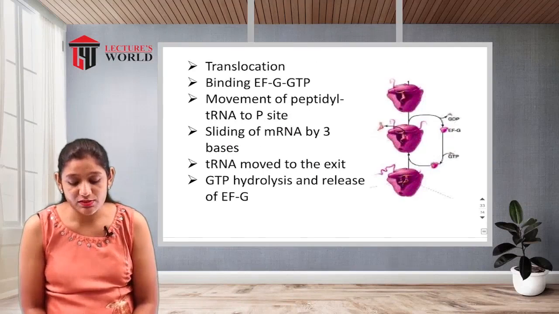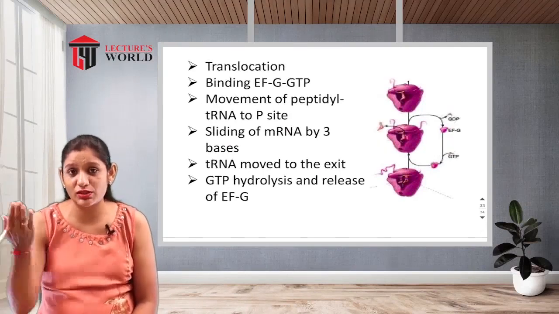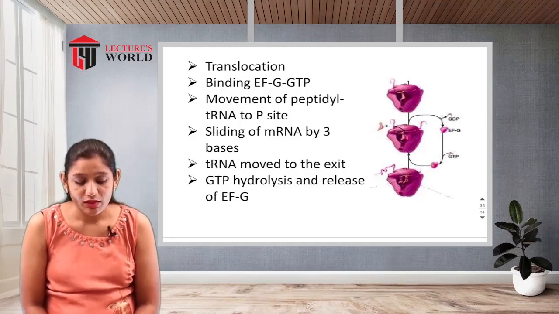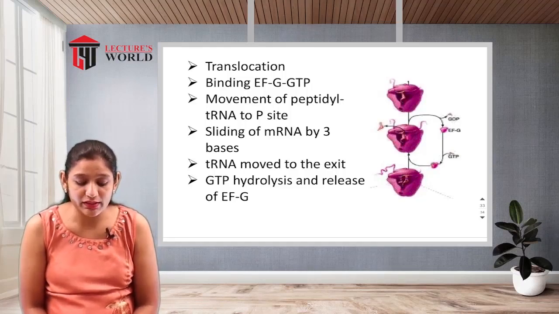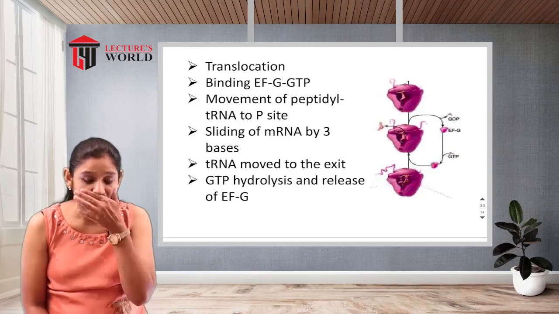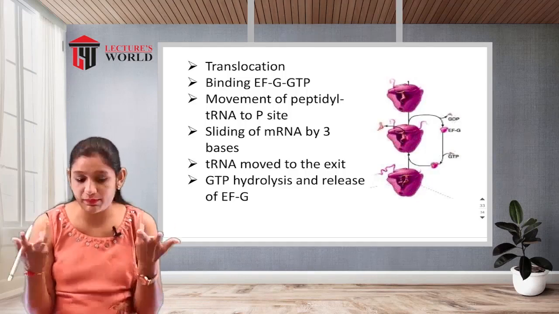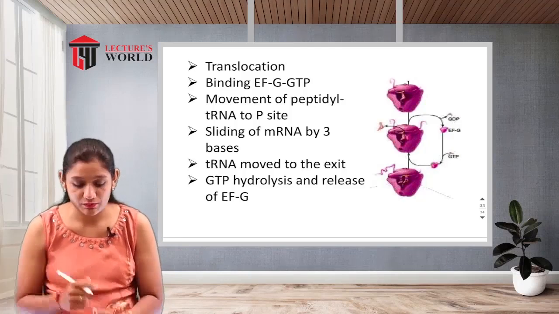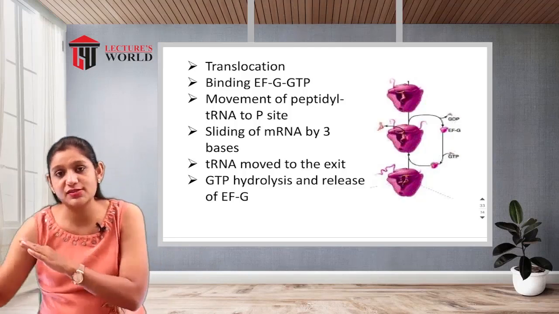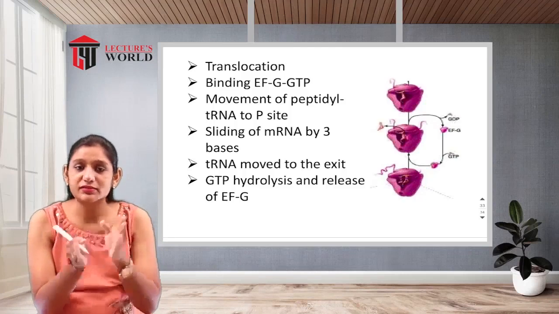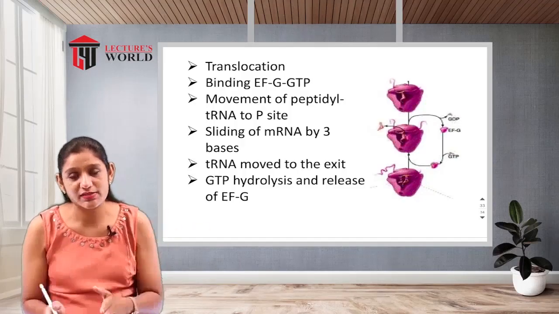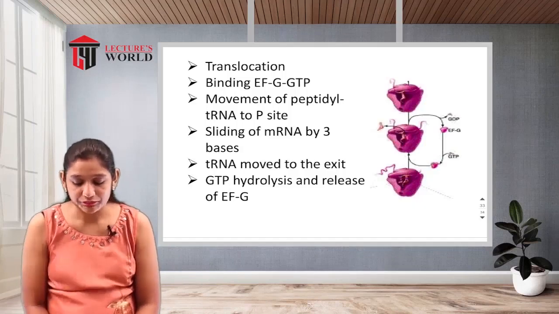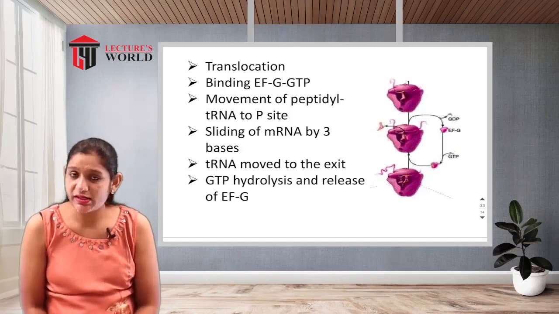Translocation means moving from one side to another. It involves binding by EF-G GTP, and movement of the peptidyl tRNA to the P site. The ribosome slides along the mRNA by 3 bases, and the tRNA moves to the exit site. This is the translocation through the A site, P site and E site. Then GTP hydrolysis occurs and EF-G is released.